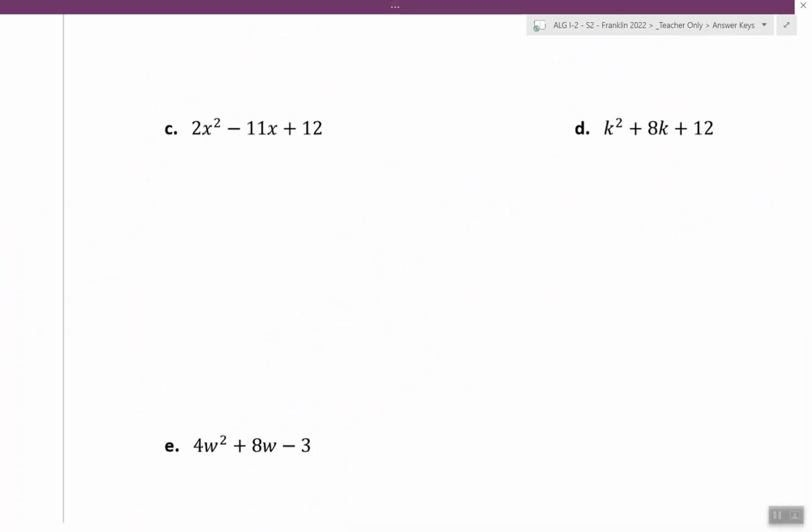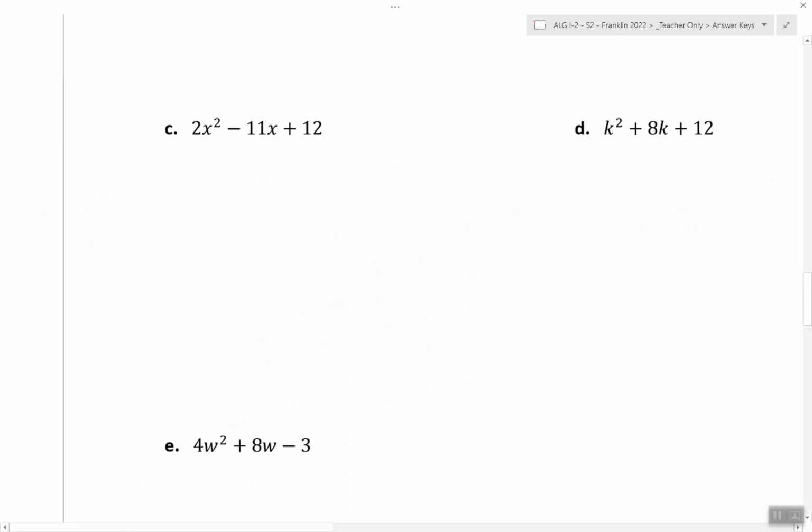Okay, last three. First, find AC. AC here is 24. So we're finding two numbers that multiply to 24 and add to negative 11. Well, since the sum is negative and the product is positive, we know both of our numbers have to be negative. So negative 1 times negative 24, that's not going to add to the right one. Negative 2, negative 12, same thing. Negative 3, negative 8, however, that works.